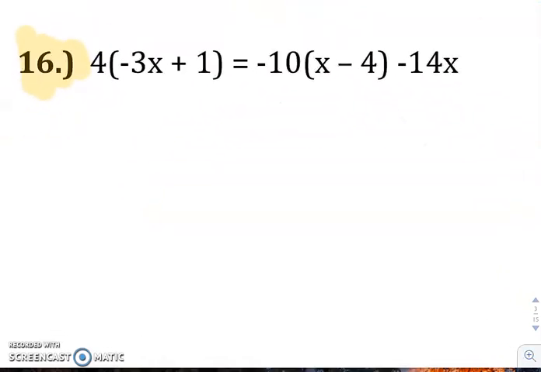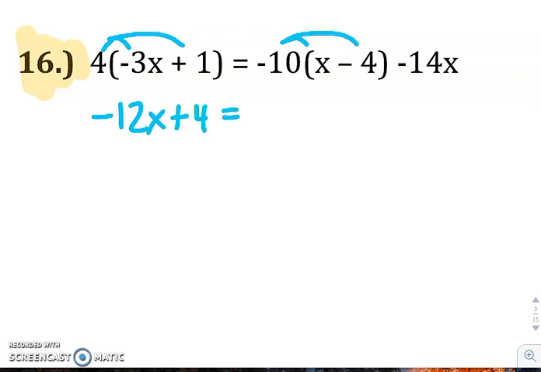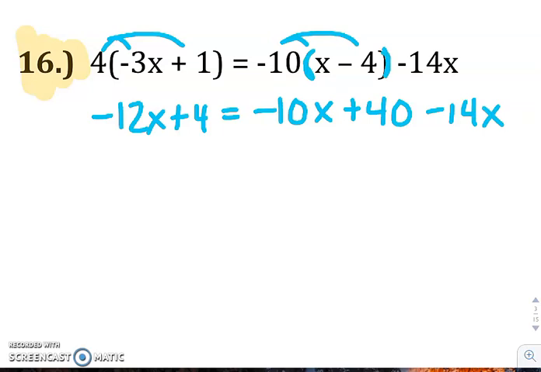So this one looks worse than it is, but we're just going to simplify both sides as much as we can. So let's start by distributing those numbers on the outside of those parentheses. So 4 times negative 3x plus 1, negative 12x plus 4, is going to equal negative 10x, negative 10 times negative 4 plus 40 minus 14x. So the negative 10 only goes to what's in parentheses. It's not going to get distributed to that 14x at the end. So the left-hand side is just going to stay negative 12x plus 4 for right now.